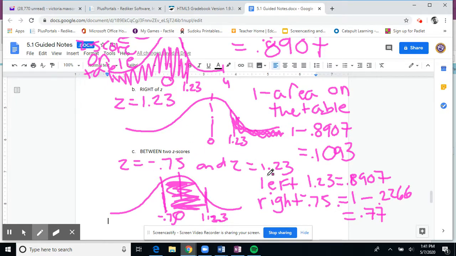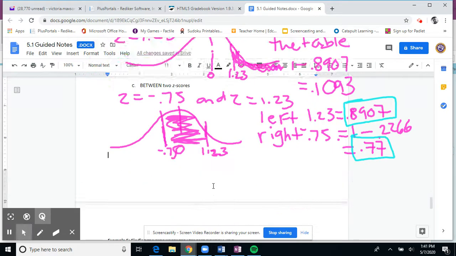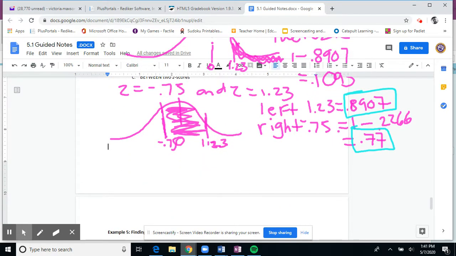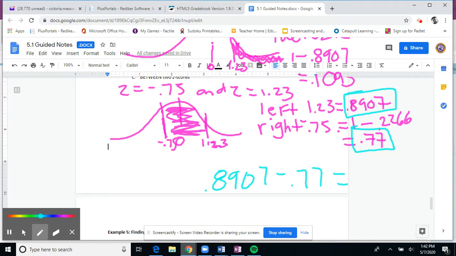So when we want to get the area between the two, the last step is to subtract these two areas. So we found to the left of our point on the right, and to the right of our point on the left, and then we subtract those to get the area in the middle of the two. So 0.8907 minus 0.77 is going to give us our final answer, 0.12. So that is the area in the middle. So it's about 10% in the middle there. That one is a little bit trickier.